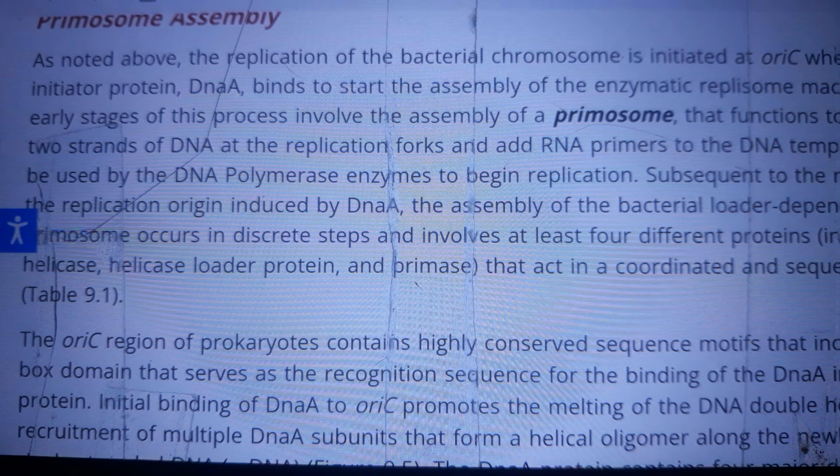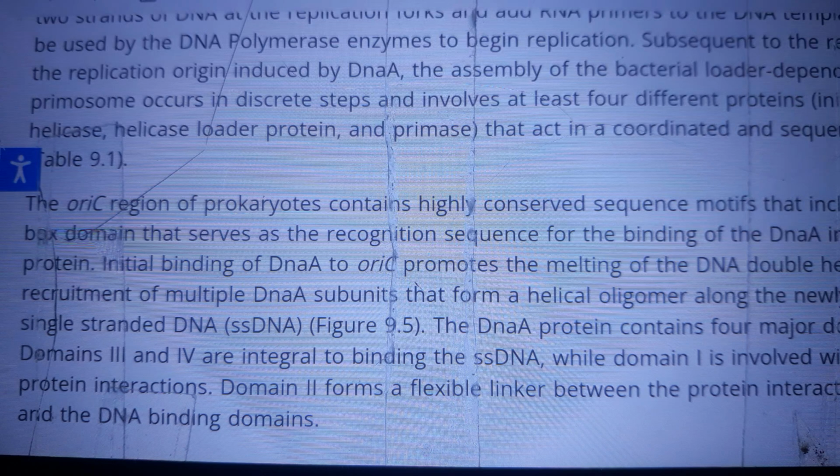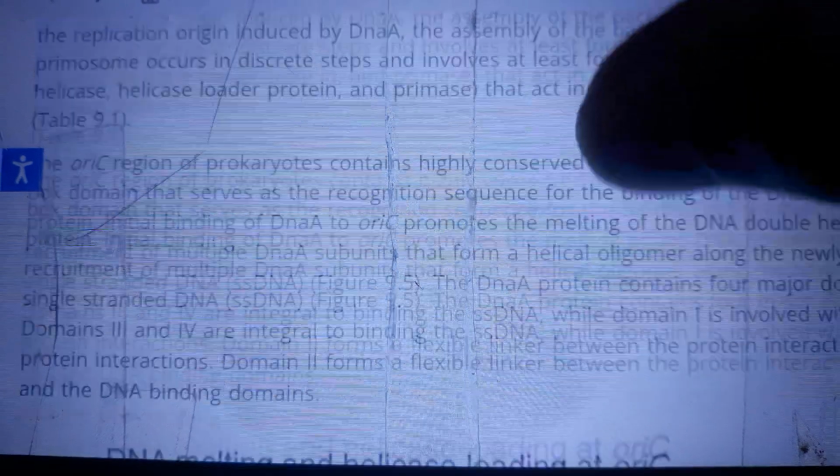And subsequent to the remodeling of the replication origin induced by DNA-A, the assembly of the bacterial loader-dependent chromosome occurs in discrete steps and involves four different proteins: initiator protein, helicase, helicase loader protein, and primase that act in a coordinated and sequential manner.